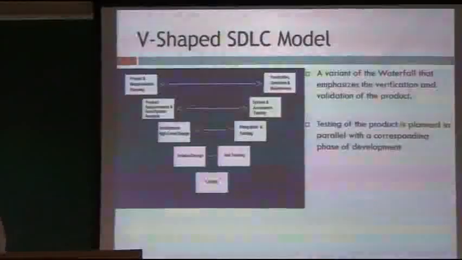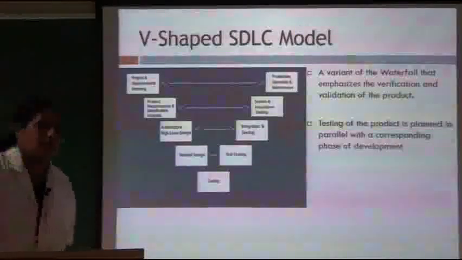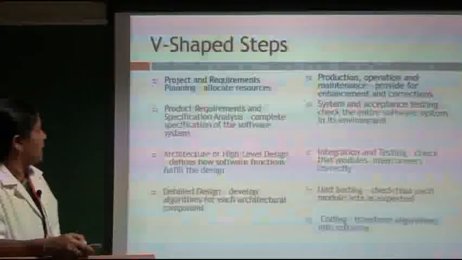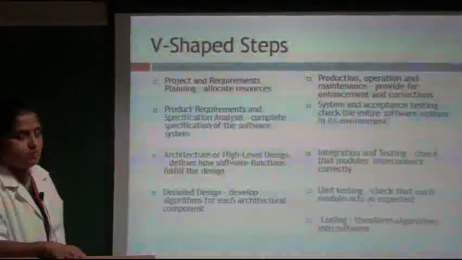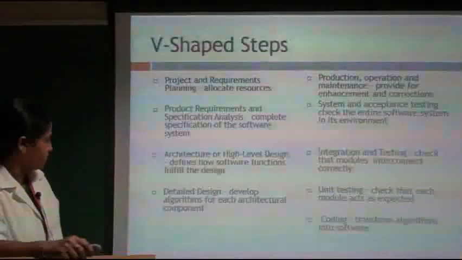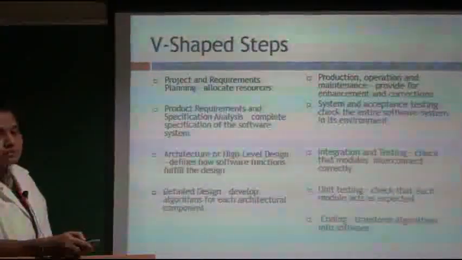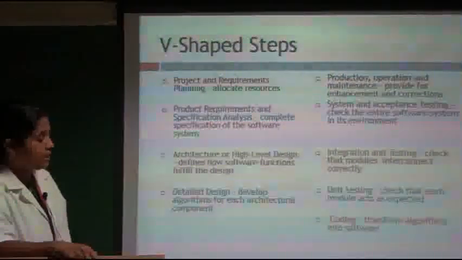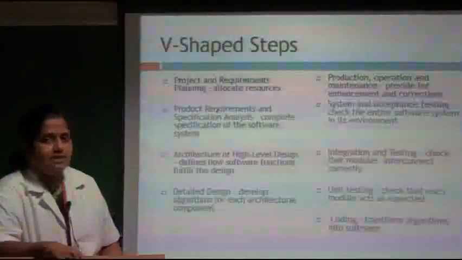And in parallel, unit testing: every time after converting, each software module can be tested unit wise. See, in the V-shaped model there are 9 phases. In the first phase, it allocates the resources. In the second phase, it provides the complete specification of the software system. Third, how the software functions fulfill the design. Fourth, for this design, what the architectural components and algorithms are, and how the algorithm should be developed. And finally, transform the algorithm into code and check whether the module acts as we expected.